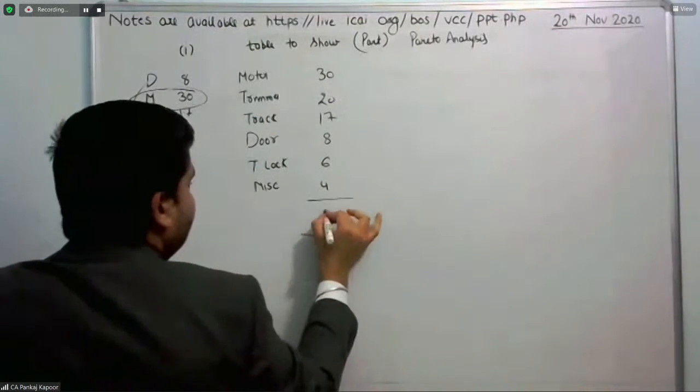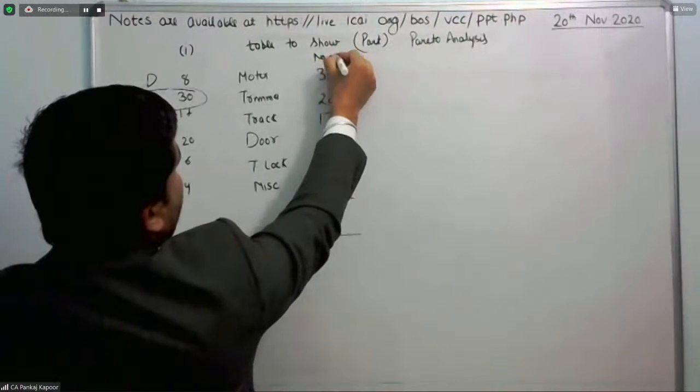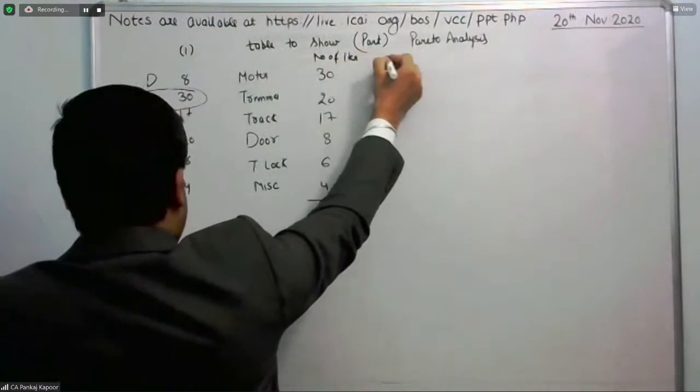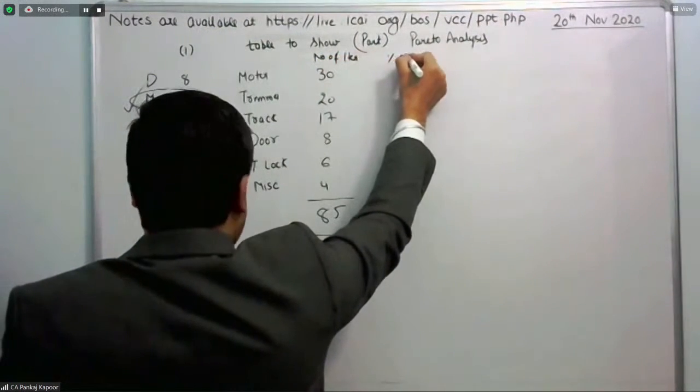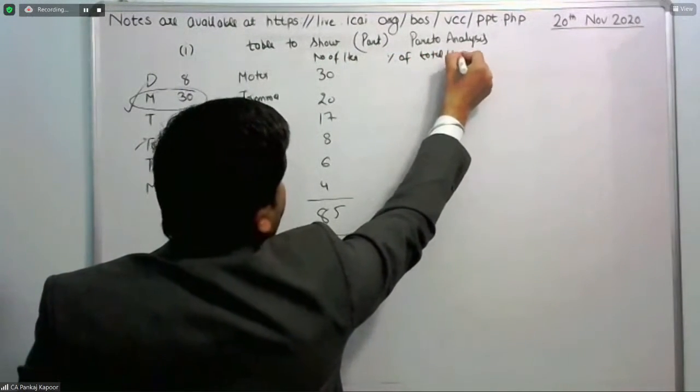What is the total frequency, friends? Total frequency is 85, the number of items. Who will tell me the percentage? Percentage of the total items.